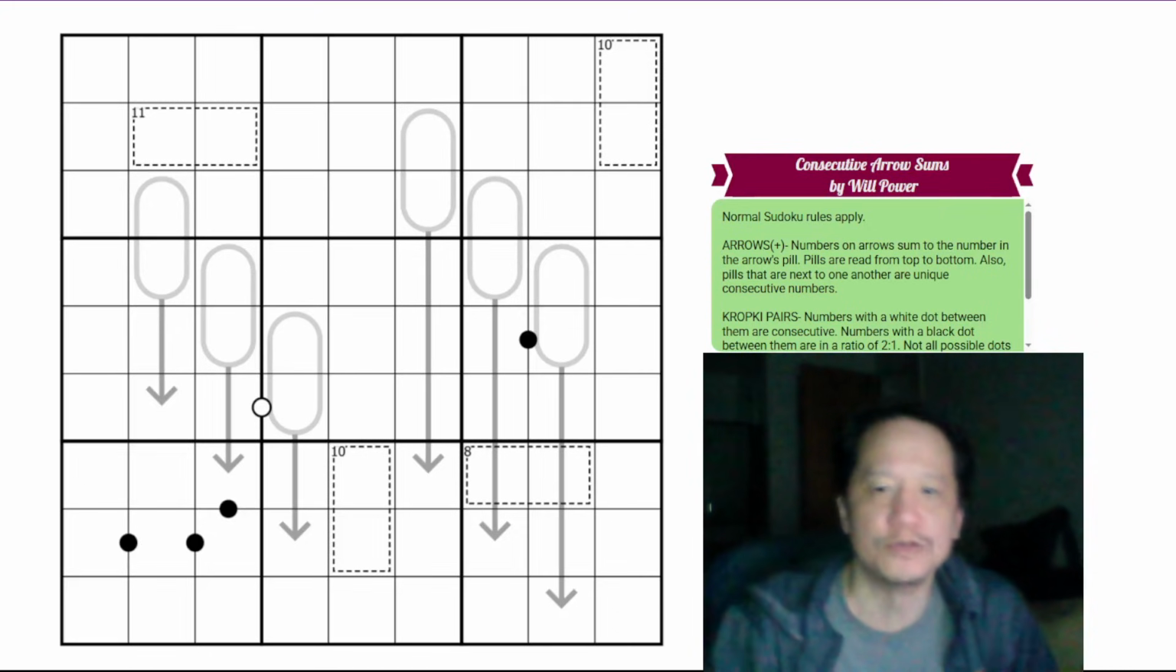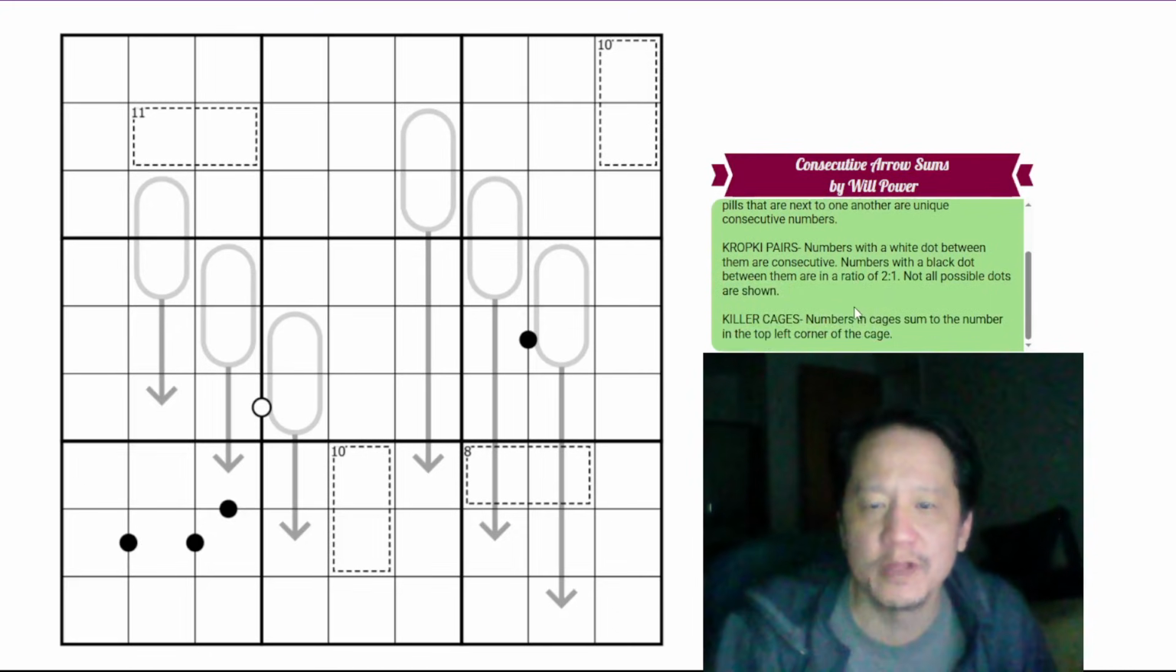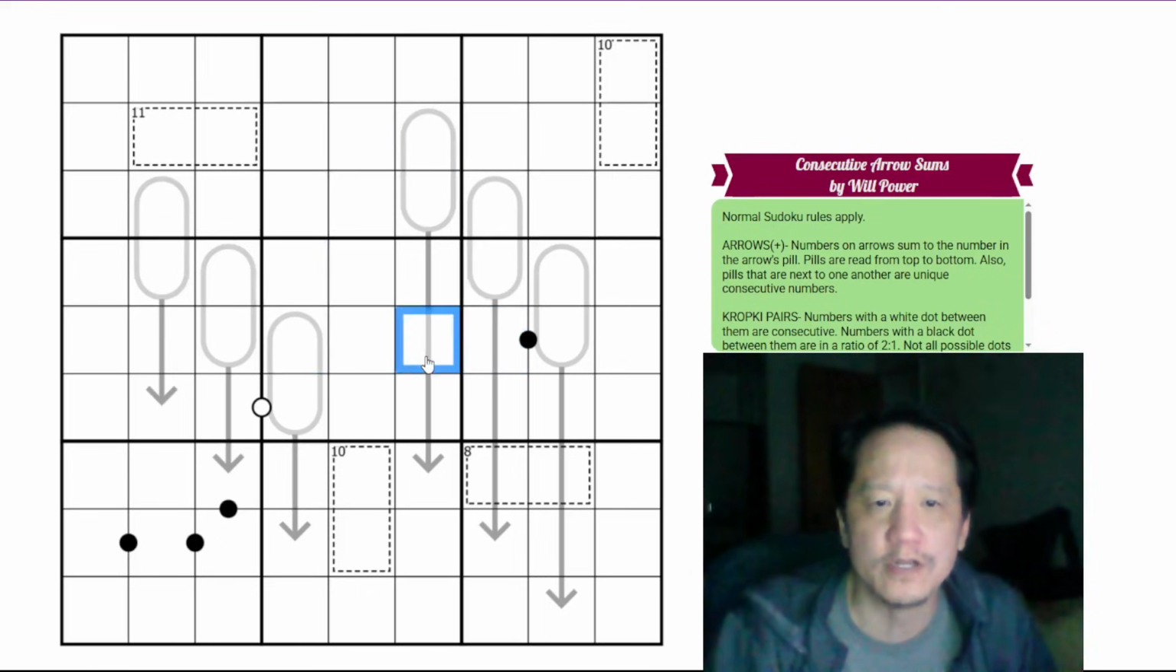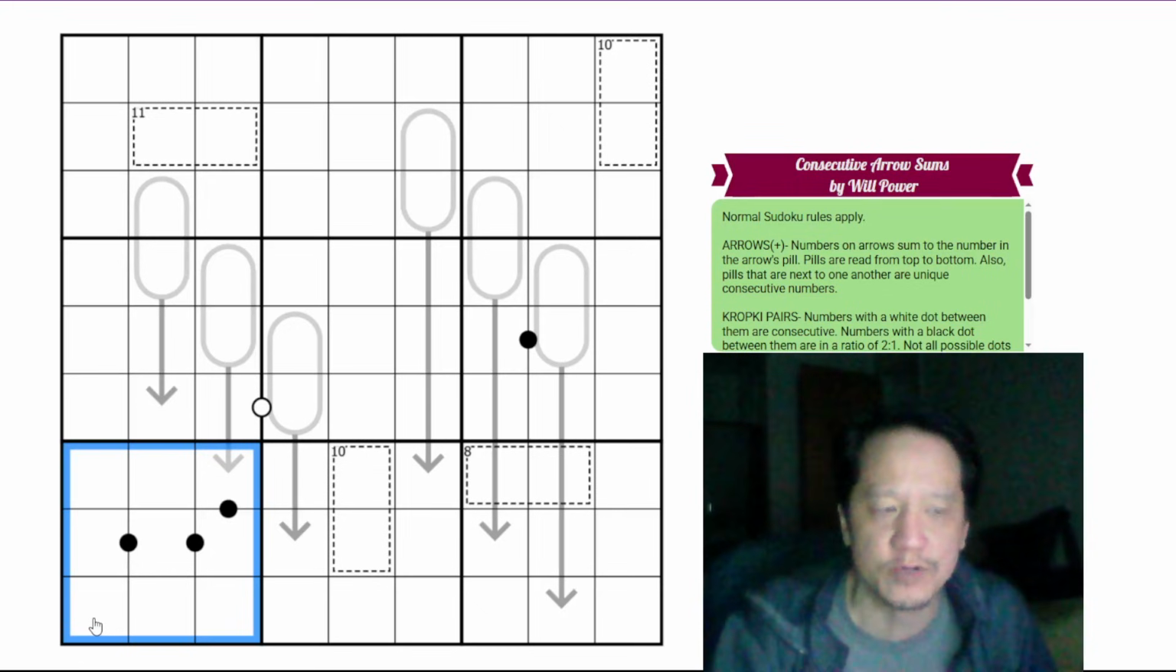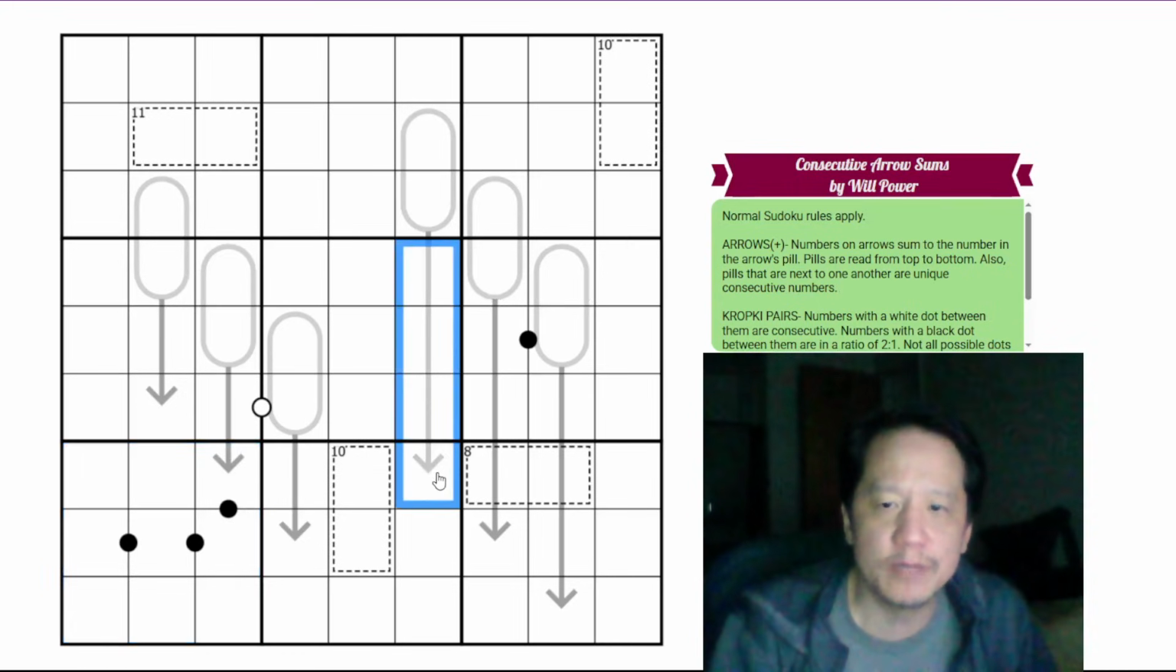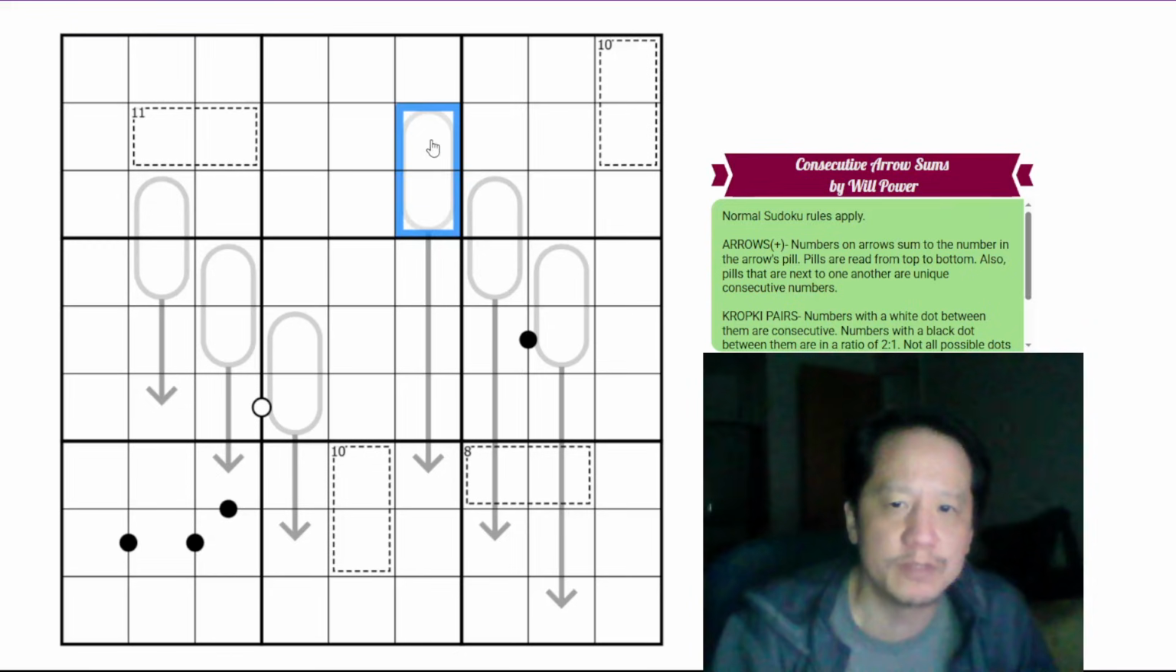And here are the rules. Normal Sudoku rules apply, which means in every cell in the grid place a single digit such that every row, column, and designated 9-cell region contains the digits 1 through 9 exactly once each. We also have arrow plus rule, where numbers on arrows sum to the number in the arrow's pills, and pills are read from top to bottom. Also, pills that are next to one another are unique consecutive numbers.